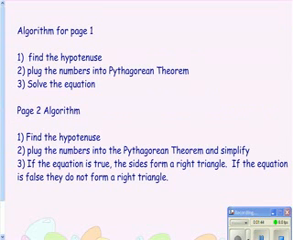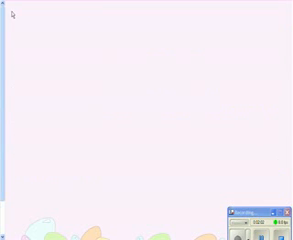When the equation is all worked out, if it comes out to a true statement, like 144 equals 144, then that means that it is a right triangle. If they come out different or false, then it's not a right triangle. Okay, so those are the basic steps you'll be following. On to some sample problems.